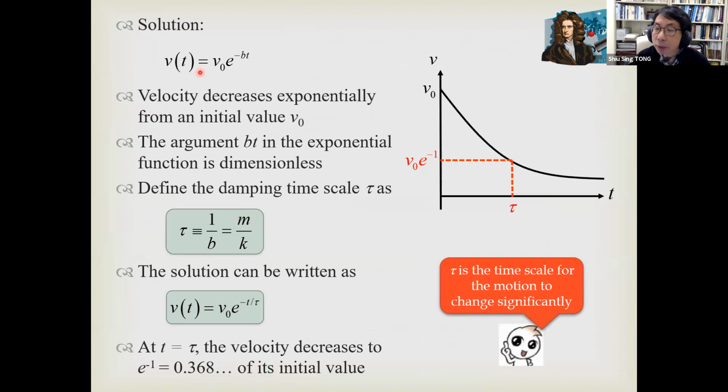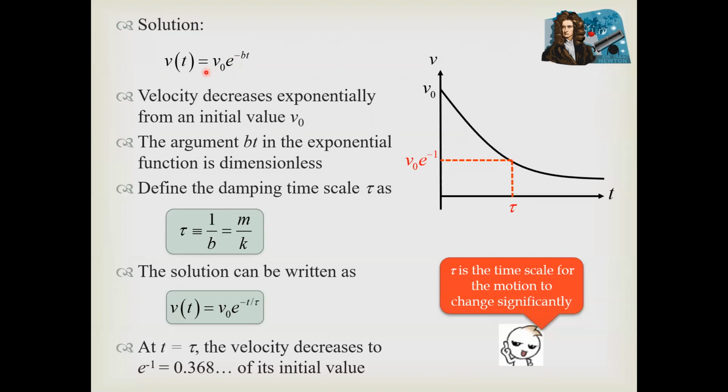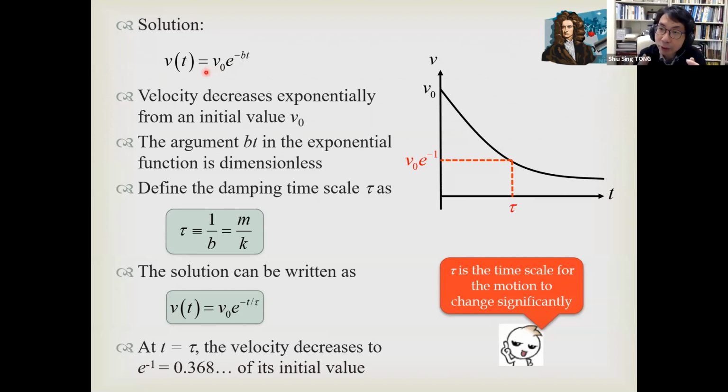Now let's look at the solution. I think you may have learned this kind of solution before, when you studied the exponential decaying process of radioactive nuclei. If you are given N0, the initial number of radioactive nuclei, then the number of active nuclei will decay exponentially with time, right? In radioactivity, you have a factor of e to the power minus lambda t, right?